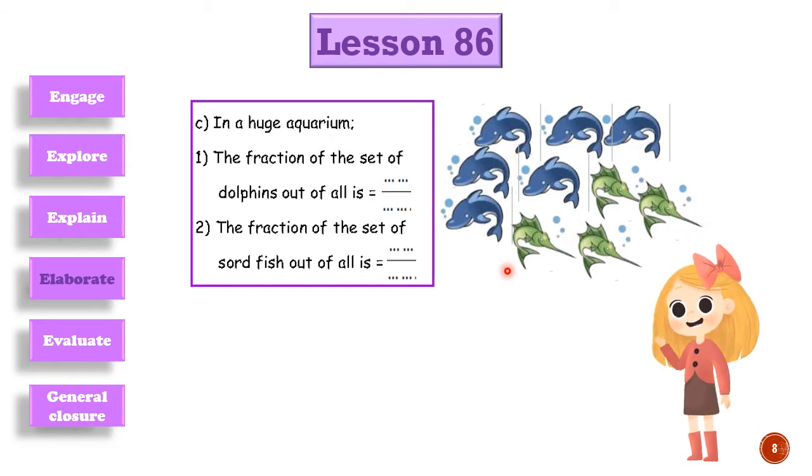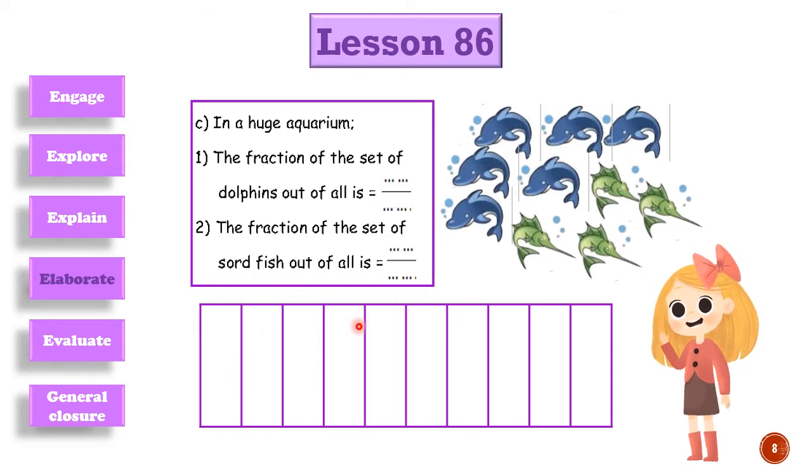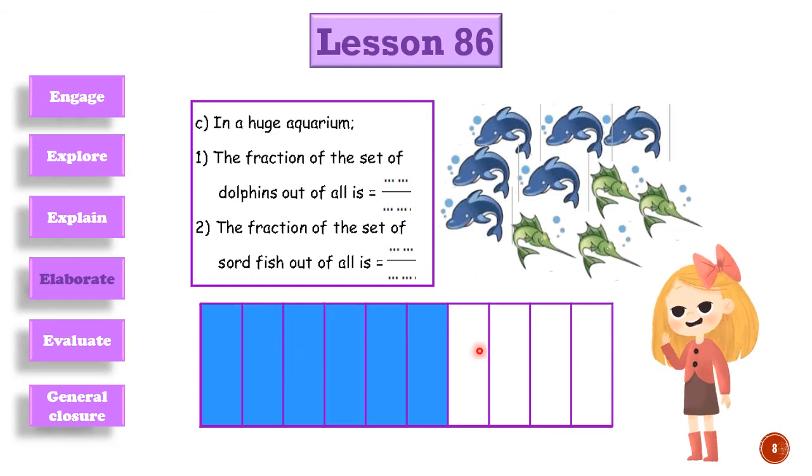Okay, first of all, we need to present these sets into a model. If you use this rectangle as a model, you divide it into how many parts? Here we have how many dolphins? 1, 2, 3, 4, 5, 6. And how many swordfish? 1, 2, 3, 4. Then all of them will be 10. Then we will divide this rectangle into 10 equal parts like this. Now we will color the first part, which is 6 parts, blue, which represents the dolphins, and the rest of this rectangle will be shaded in green, which represents the swordfish.